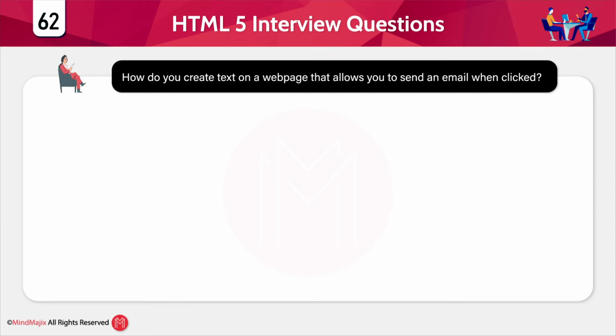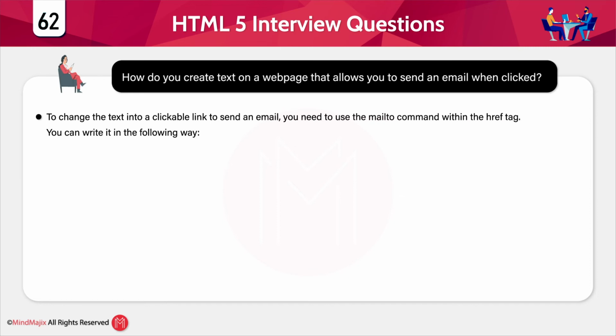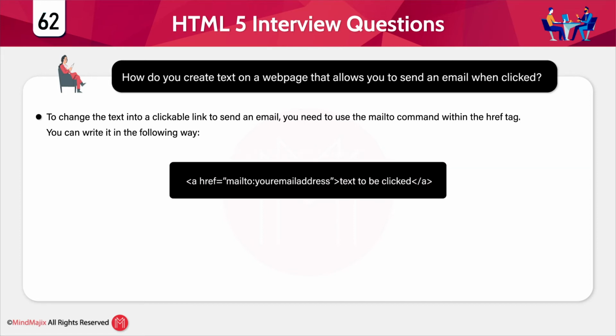Okay, see guys, this is very, very important. How do you create a text on a web page that allows you to send an email when it is clicked? To change the text into a clickable link to send an email, you need to use what? The mailto command within the href attribute. See guys, anchor tag href is what? mailto: your mail address. The destination address must be specified here. When you click on it, a compose box will be opened where this mail id will be placed. This is how: href equals mailto colon your mail address.